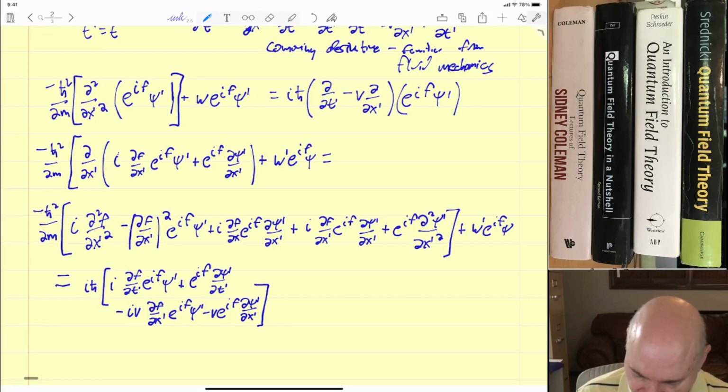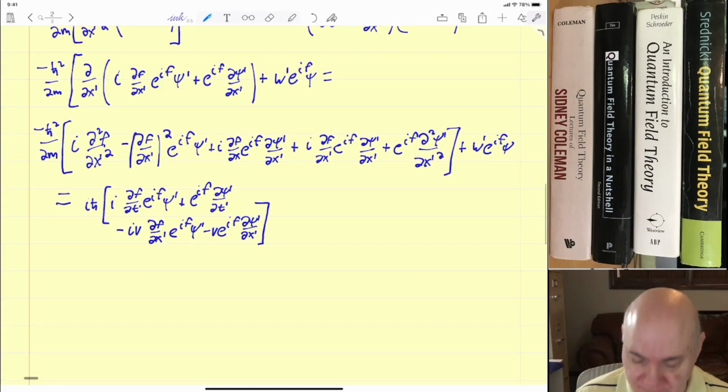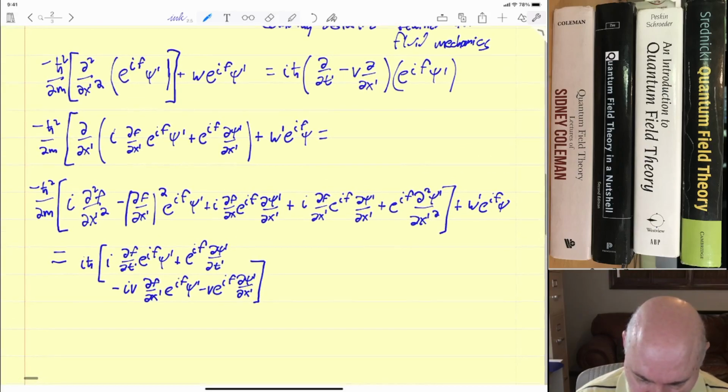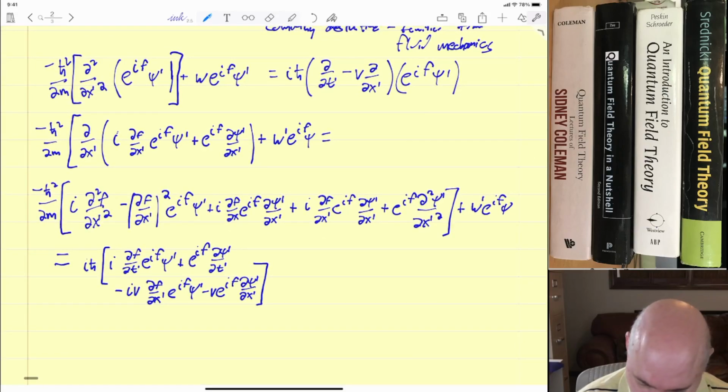Okay. So this is our big, seemingly very messy equation, but it's not really that messy. And I see I already made a mistake. I took the second derivative here, but I left out the e to the i f psi prime in the first term. So now every term has an e to the i f in it, so let's just cross them out. E to the i f, e to the i f, e to the i f, e to the i f.